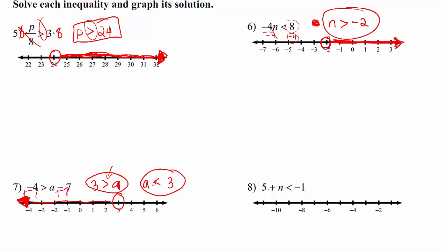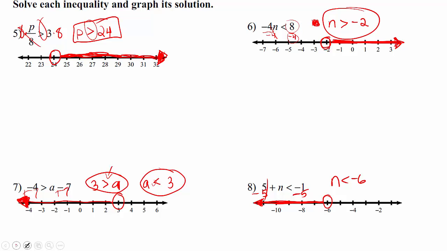On 8, we're going to subtract 5 from both sides. Get n is less than -6. So I'm going to put an open circle at -6, and I'm going to shade to the left. And that's it. Now those were all one-step inequalities because we just did one thing basically to get rid of what was around our variable.